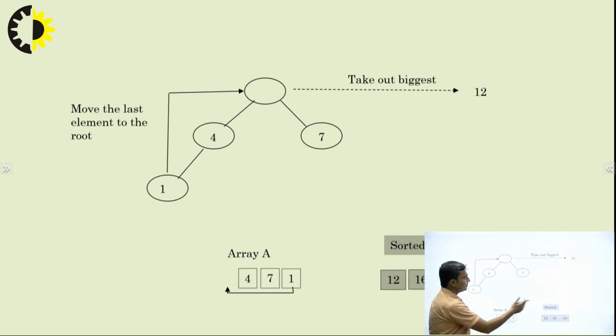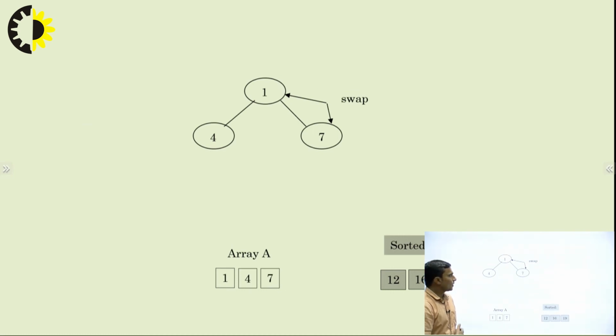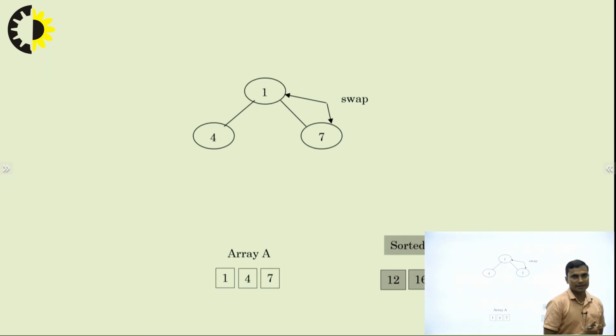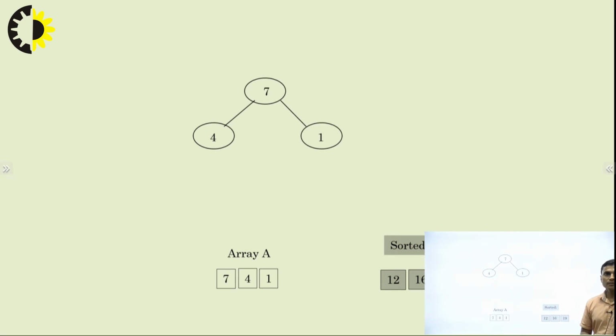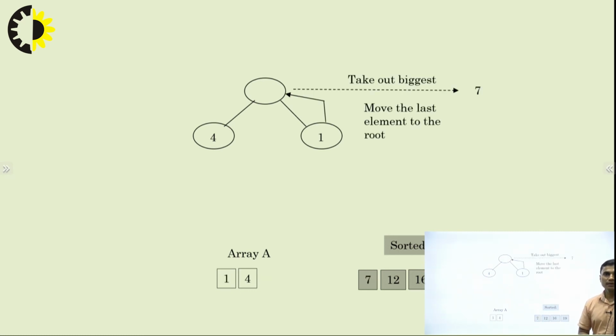Now we will again take out the biggest, that is 12, and we will move the element which is available at the lowest level to the root node. Again we will check whether it is maintaining the max heap property or not, and we will swap this 1 with 7. After that we will take out the 7, and the 7 will be part of the sorted sub array.